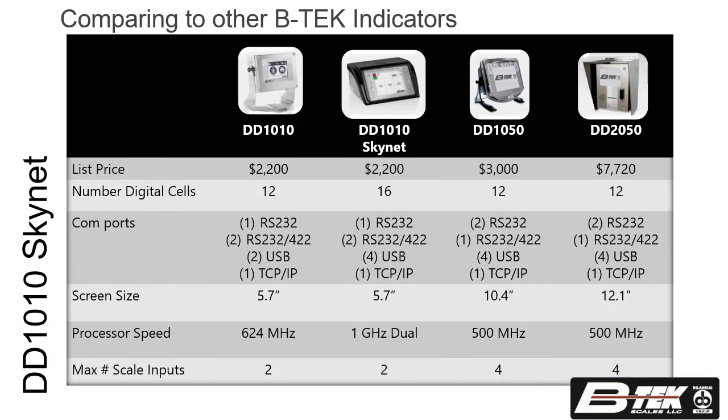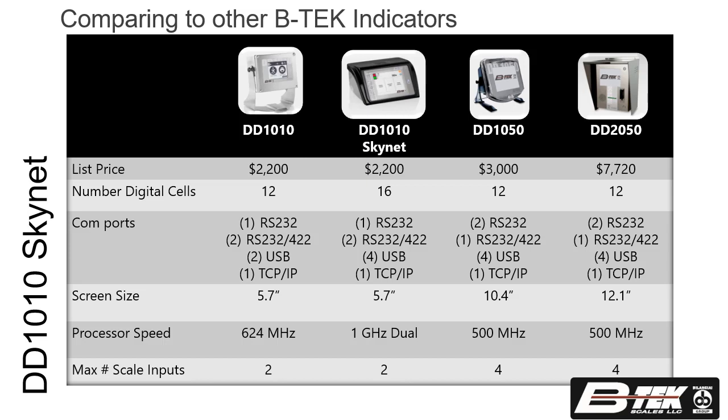The Skynet is a welcome addition to the B-TEK family of DD indicators, as it adds speed and features to a familiar line of indicators. It is the same physical size as the original DD1010, with additional features and processing speed. It is the smallest of the DD line of indicators. With an upgrade to the power supply card, the Skynet can power up to 16 load cells on a single scale card. This is something none of the other DD indicators have been able to do.